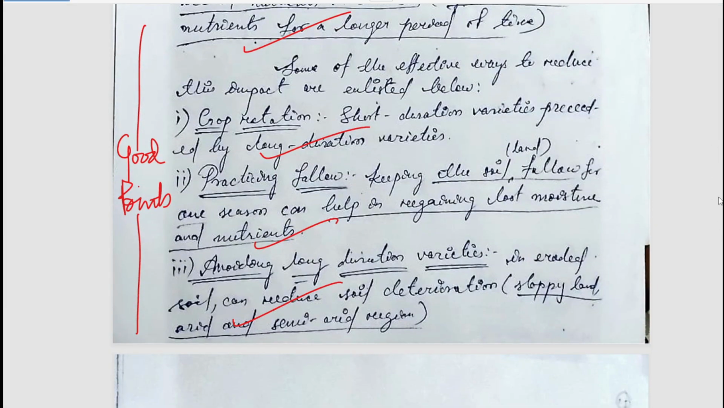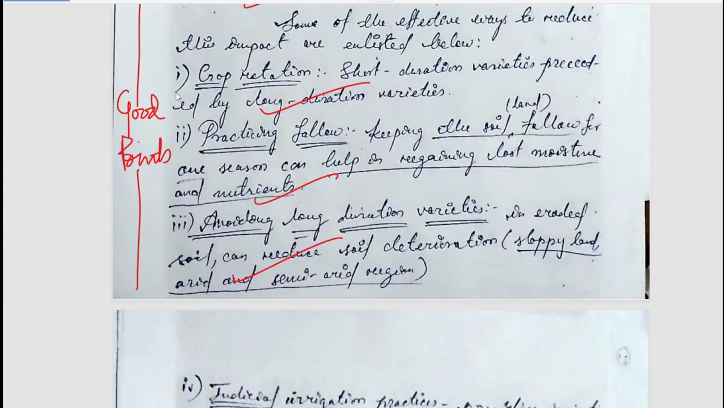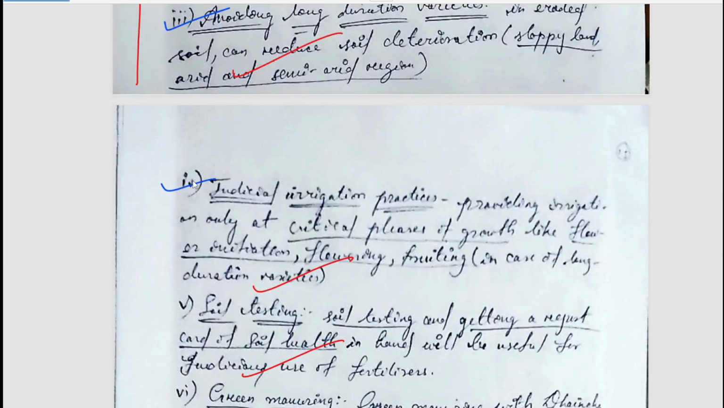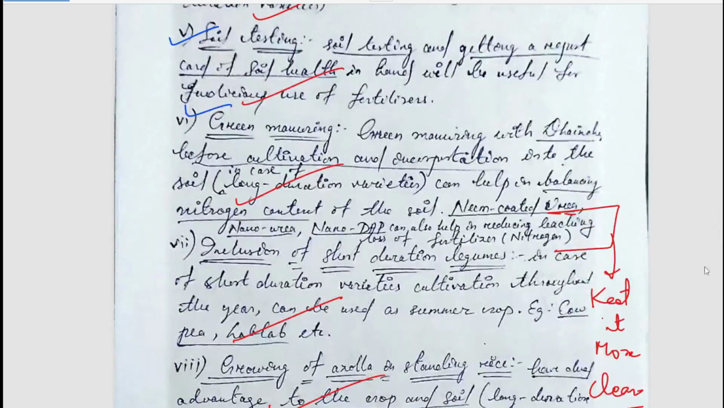And effective ways to reduce this impact have also been mentioned, such as crop rotation, practicing fallow agriculture, avoiding long duration varieties, judicious irrigation practices, soil testing, green manuring. So these are fair points.